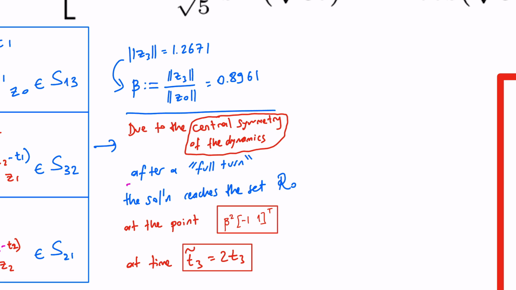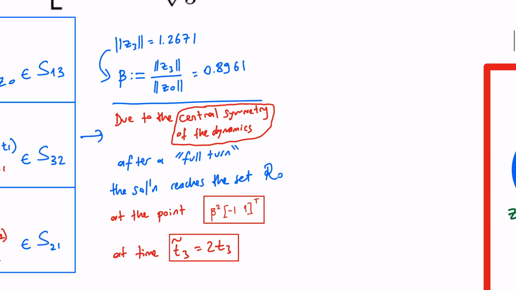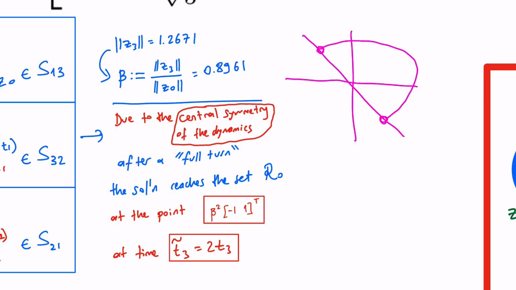All right, so after a full turn, the solution reaches the set R0, at the point which is given by this beta square. We were here, we did a half a turn, and our norm decreased by beta. And then this says that if you do it one more time, it will again decrease by that amount. So that is the idea.